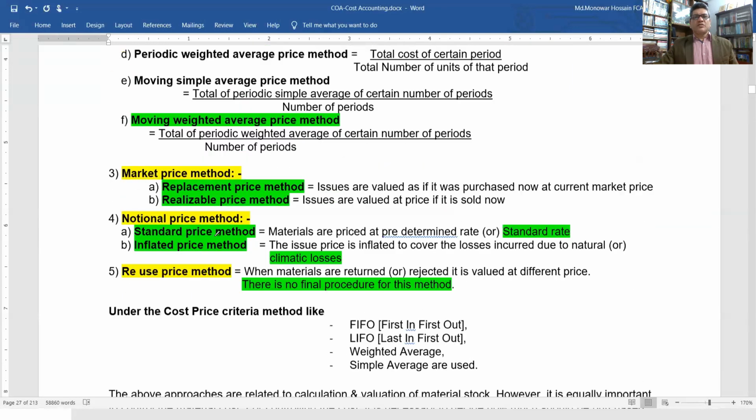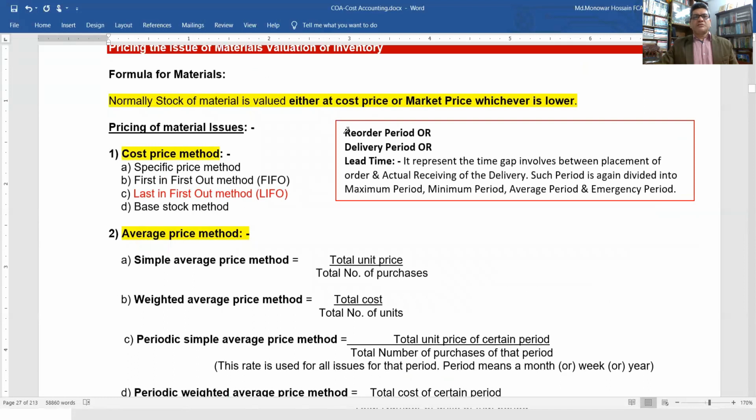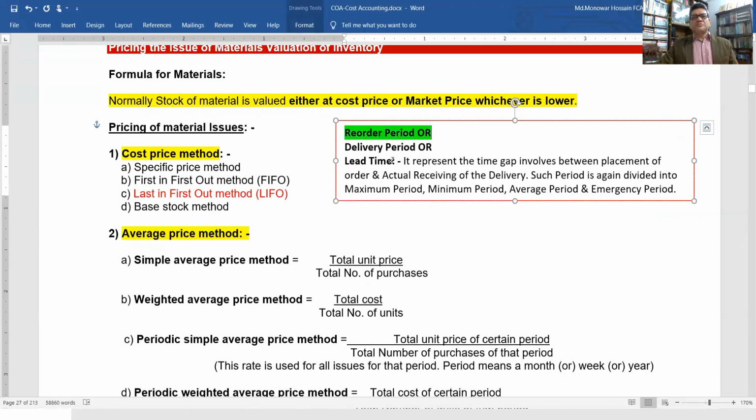Under the cost price method, before that, the record period or delivery period or lead time is the same thing. It represents the time gap involved between placement of an order and actual receipt of the delivery. Such a period is again divided into maximum period, minimum period, average period, and emergency period.